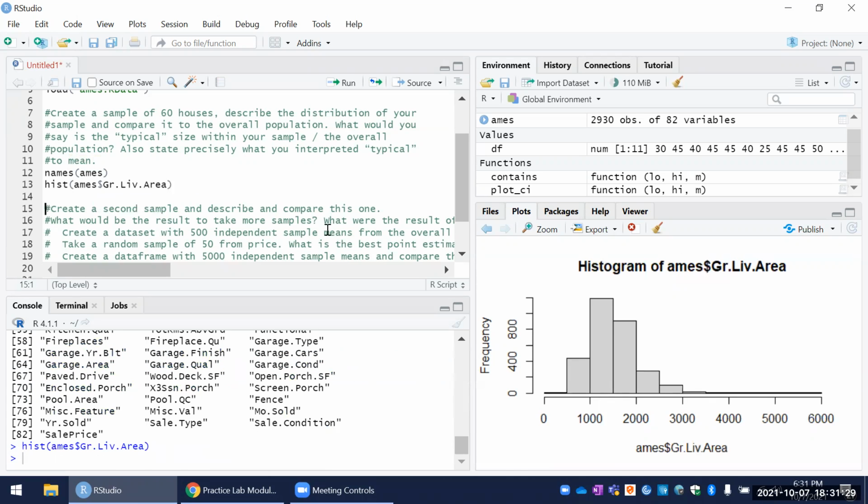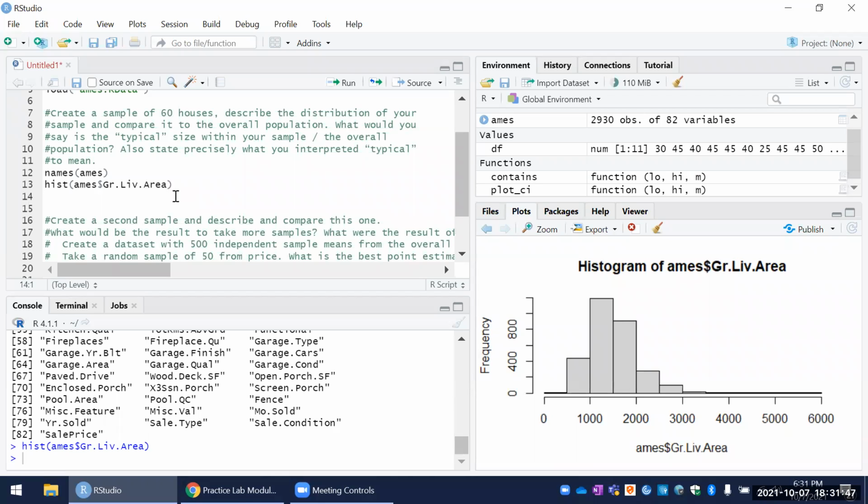So this is how the size of the greater living area distributes. Given that this is square feet, it kind of humbles me as a New York resident, because this is a lot of footage. Okay, this is a lot of footprint.